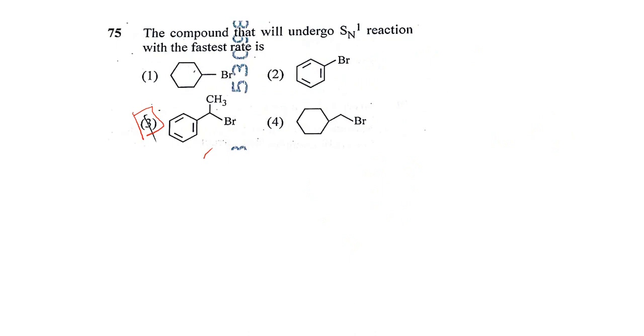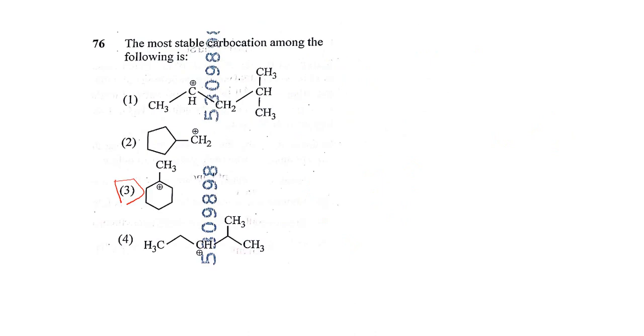Next, the most stable carbocation among the following. Again the same thing, carbocation discussion only, like 75. Here this is also a carbocation. The tertiary carbocation is more stable because of electronic effects like hyperconjugation. So we can count the number of hyperconjugated structures, which are more for this one. That is more stable. So the third one is the right option for this one.